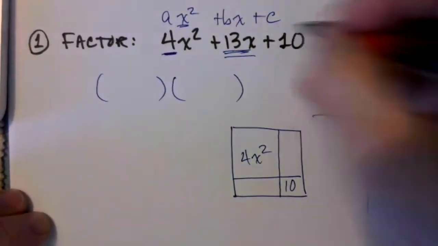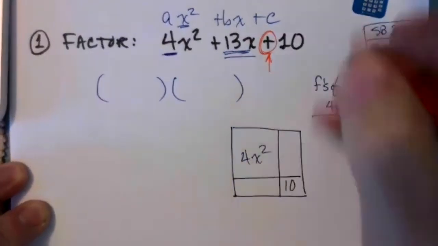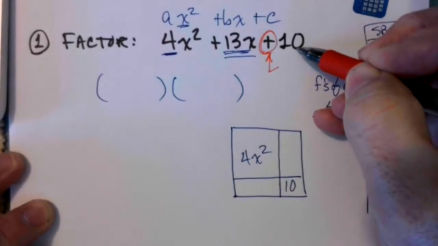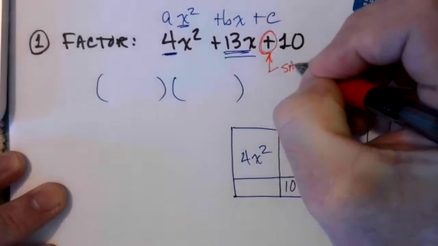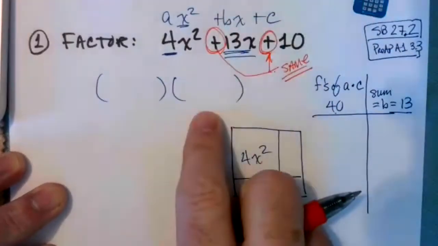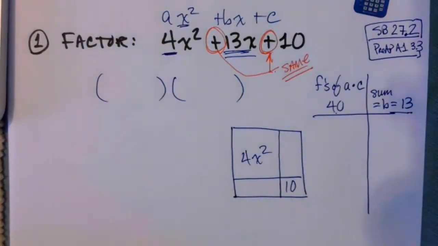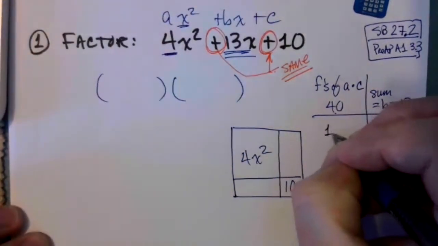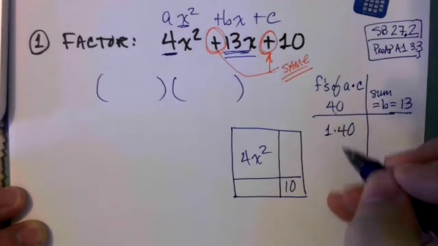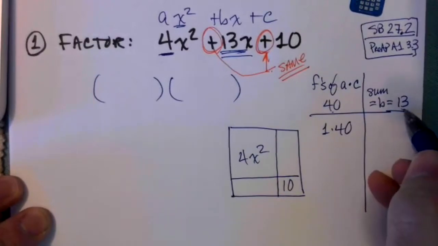Now, a quick note to self. There's always a sign concern, positive or negative. Remember that this sign, the plus 10, the plus c, since it's plus, means we either multiply a negative times a negative to get positive 10, or a positive times a positive to get positive 10. In other words, the signs are the same. If they are the same, then they are whatever the sign for b is. So I know that the numbers that multiply to get 40 have to be a positive times a positive. It could be 1 times 40. I tend to go through these in order until I see what I need. I'm going to go through all of them just to make sure we hit everything, but as soon as you see what you need for b, you can stop.